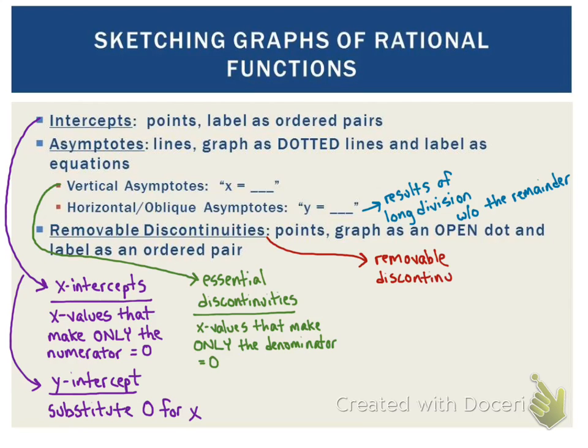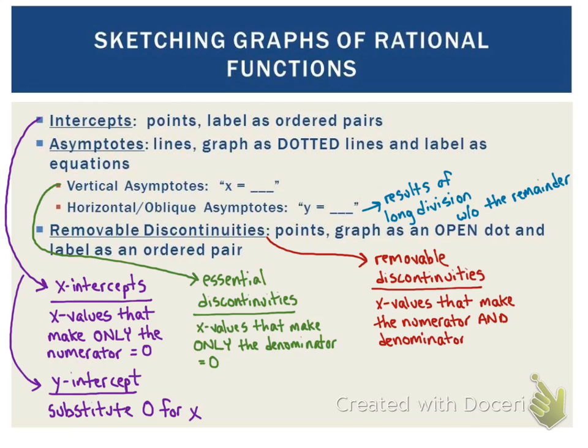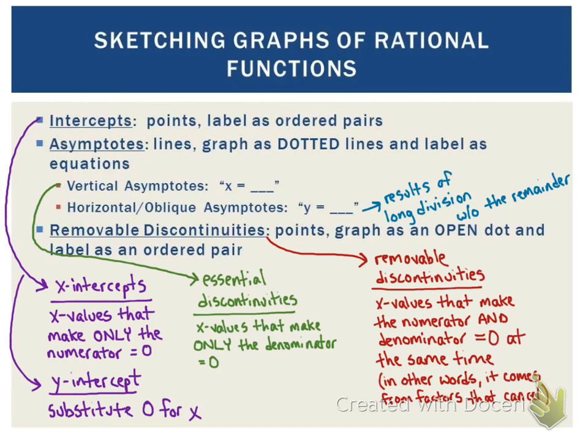And then the removable discontinuities are graphed as open dots. They're also called holes. And they come from the x values that make the numerator and the denominator equal to 0 at the same time. So in other words, they come from the factors that end up getting canceled.